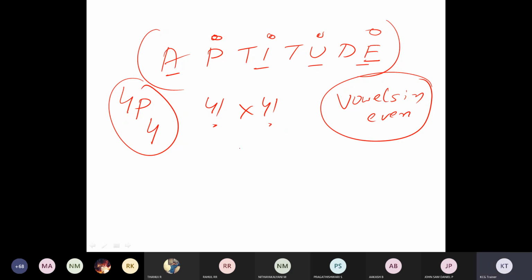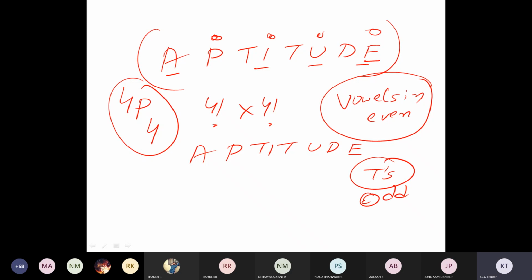If my question comes like the word aptitude, where the T's should occupy only odd positions. In word aptitude, T's should occupy the odd positions. Now tell me. How many T's? There are 2 T's. How many odd positions? Accordingly, you tell me the answer.